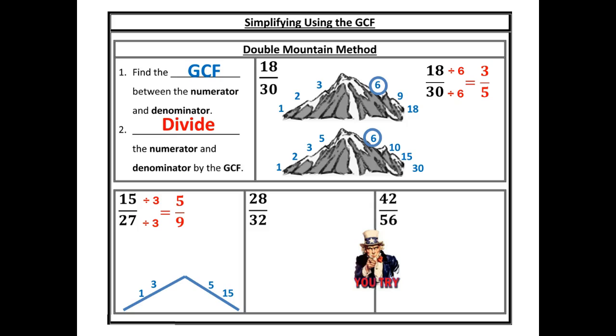On your own, try 28 over 32 and 42 over 56. Find the greatest common factor and then simplify. These are separate skills that work together. Brainstorm other methods that you have used in the past.